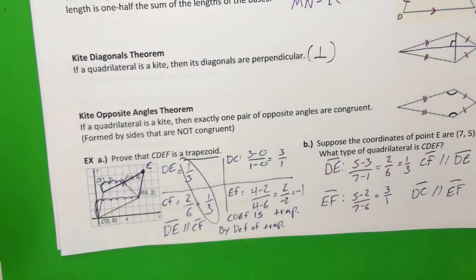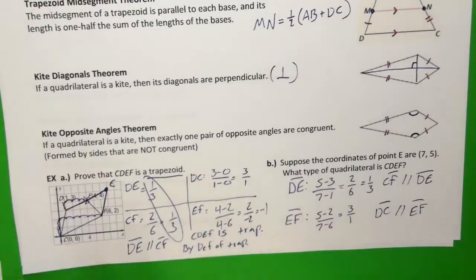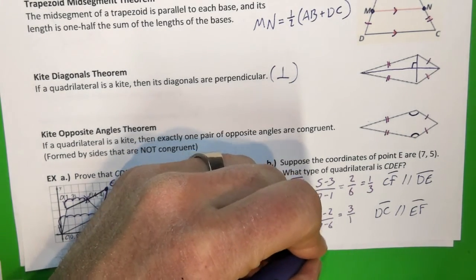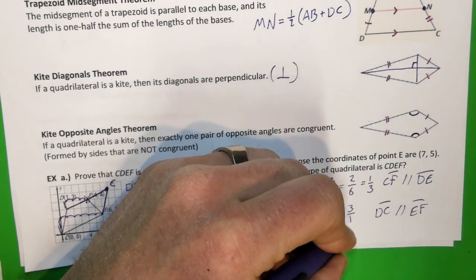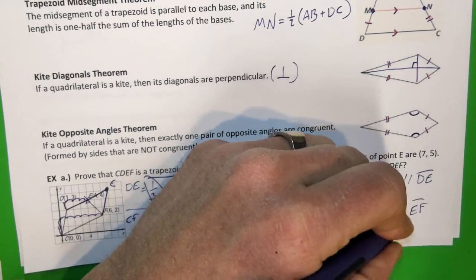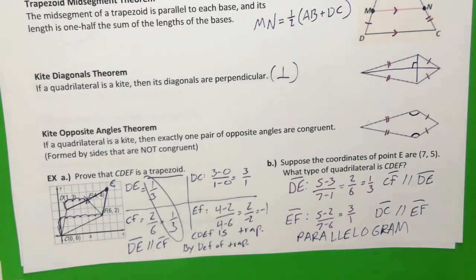And now we don't have a trapezoid anymore. Now, because we have two sets of parallel sides, we can no longer call it a trapezoid, and we can call it something else, though. We can call it a parallelogram. But this is not a proof, so I don't have to write out a reason why. It would just be the definition of a parallelogram anyways. But there you go. That is what would change about the problem if we move the point E to 7, 5.